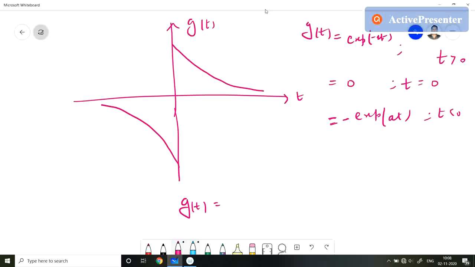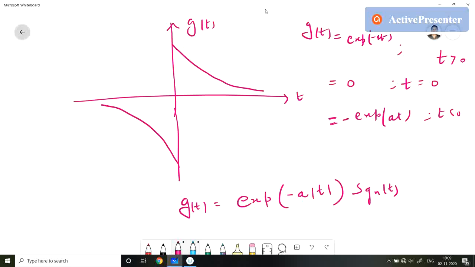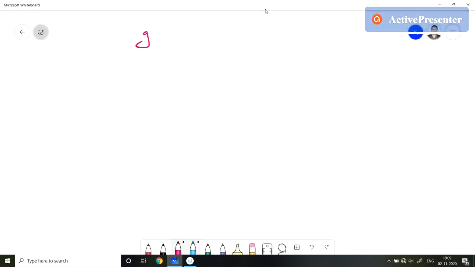So we can summarize these two. Better to use the modulus. So it is exponential minus a modulus of t multiplied by signum t. This is the better way to write gt. Now if we carefully observe this relation, gt is exponential minus a modulus of t into signum t.